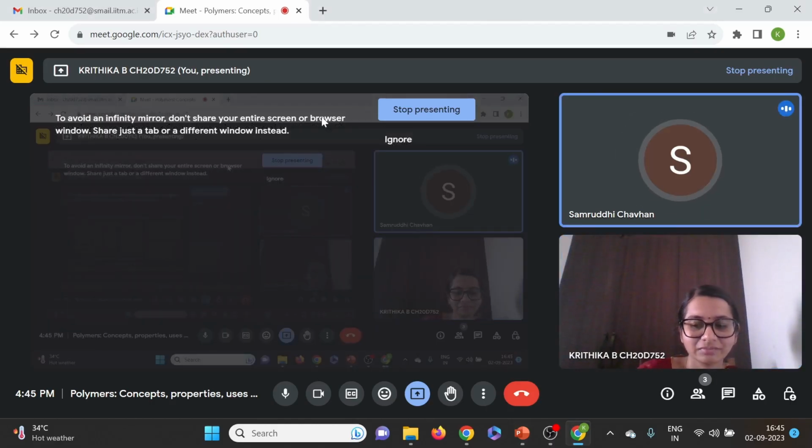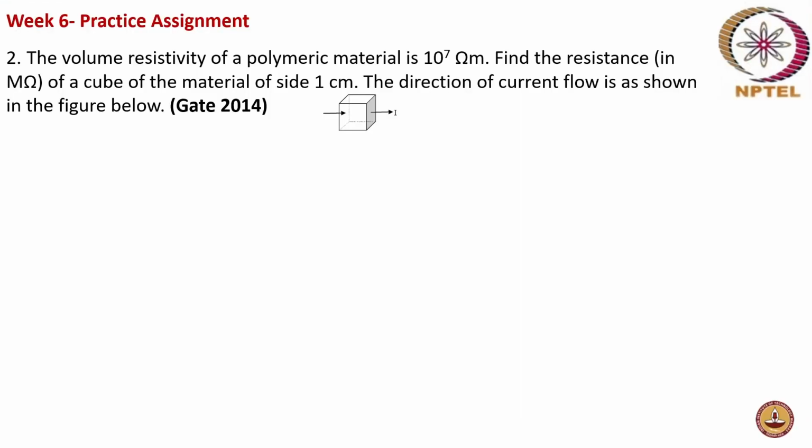Yes, resistance equals resistivity into length upon area. Can you just calculate and say what is the resistance of this cubic material? Yes, 10 to the power 7. Is it 10 to the power 7?